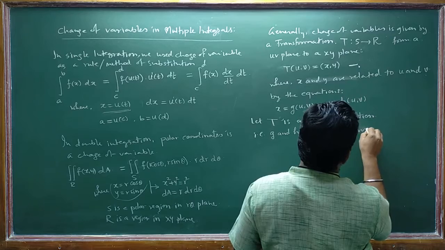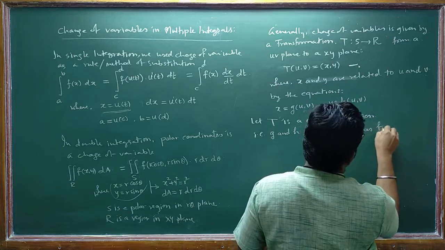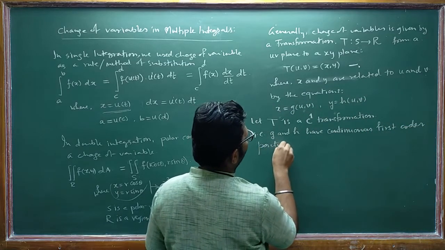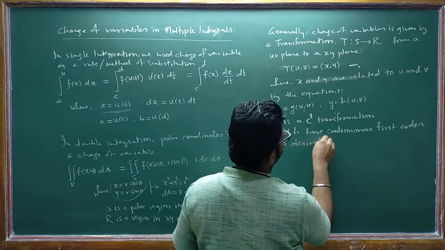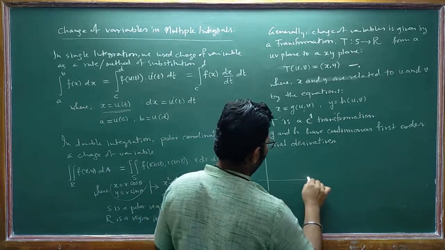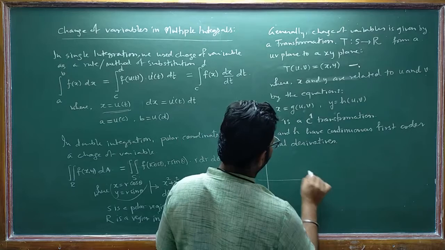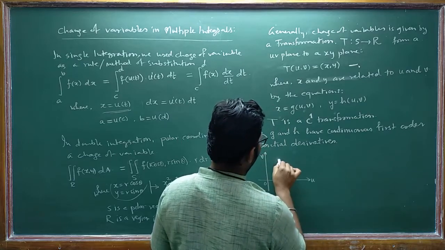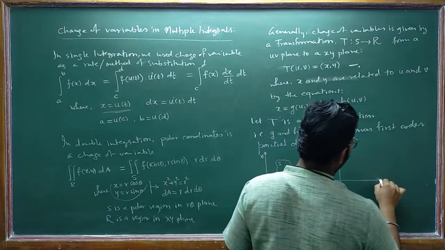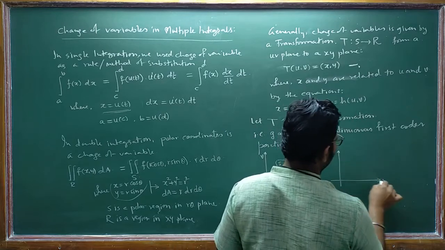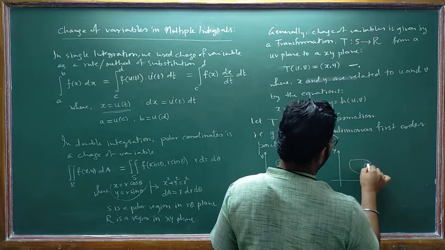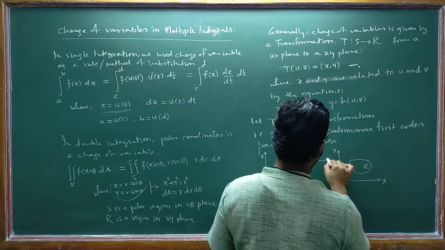Continuous first order partial derivatives. So if this is a uv plane, and this is some region S, then under this transformation T, this region S is getting converted to region R under the transformation T.